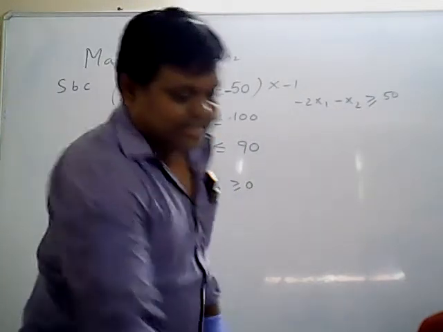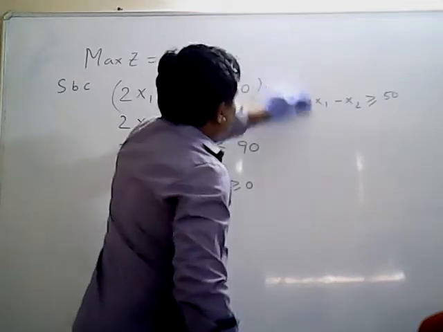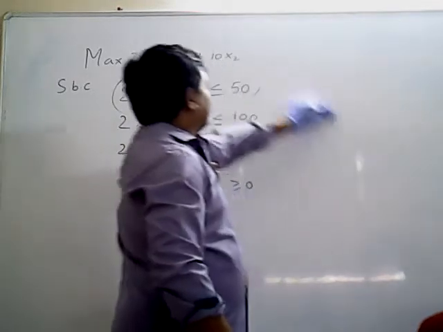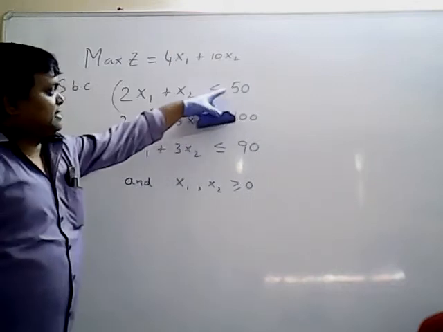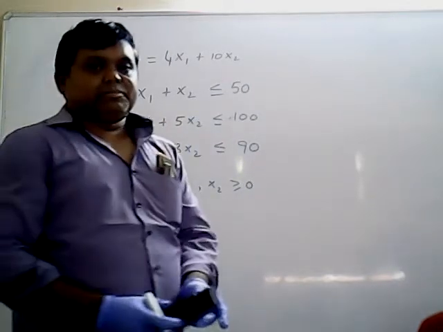But in this case, I got all are positives. So you can ignore step number 2 because right hand side values, I got right hand side values are positives. So that means you can ignore step number 2.